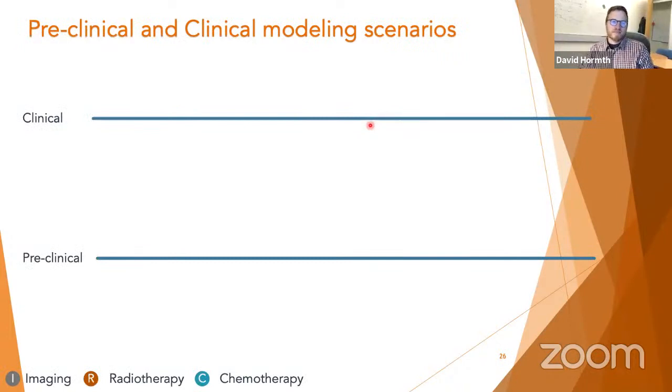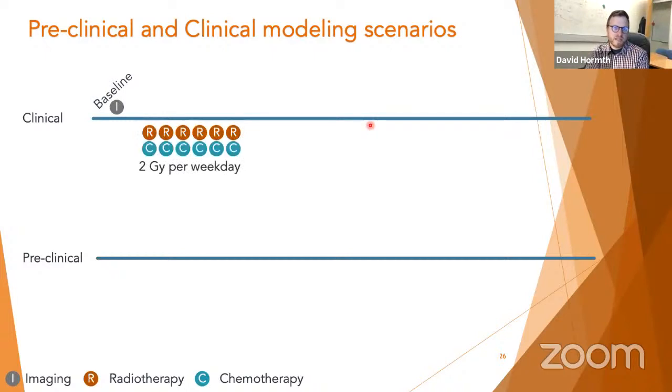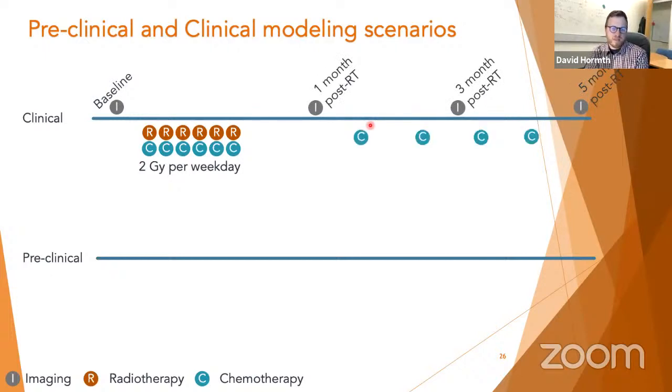So first, I wanted to talk about what type of data we actually have available for these clinical and preclinical studies. For the clinical studies, patients typically receive a baseline image. This is acquired after surgery and before radiation therapy. They then receive radiation therapy, 2 grays per weekday for 6 weeks, and they also receive chemotherapy at the same time. They're then imaged at 1 month follow-up, 3 month follow-up, and 5 month follow-up. And then they also receive chemotherapy in cycles following that first round of radiation therapy.